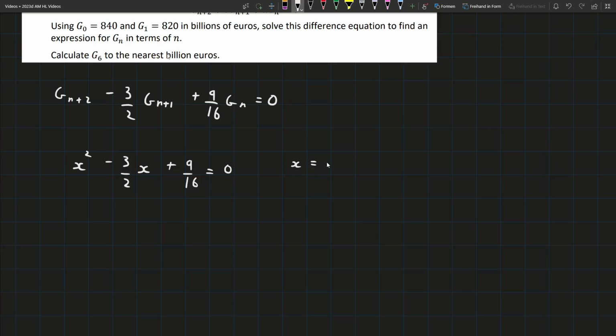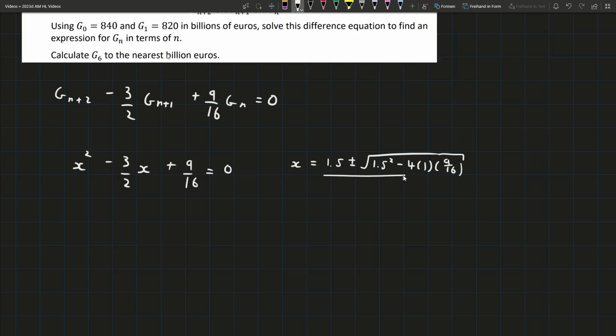So we'll say that x equals negative b is 3 over 2, so we'll get 3 over 2, which is 1.5. I'll just write it as that, it's a bit easier. 1.5 plus or minus the square root of 1.5 squared. Well, technically it's minus 1.5 squared, but it doesn't make a difference. Minus 4 times a, so times 1, times 9 over 16.